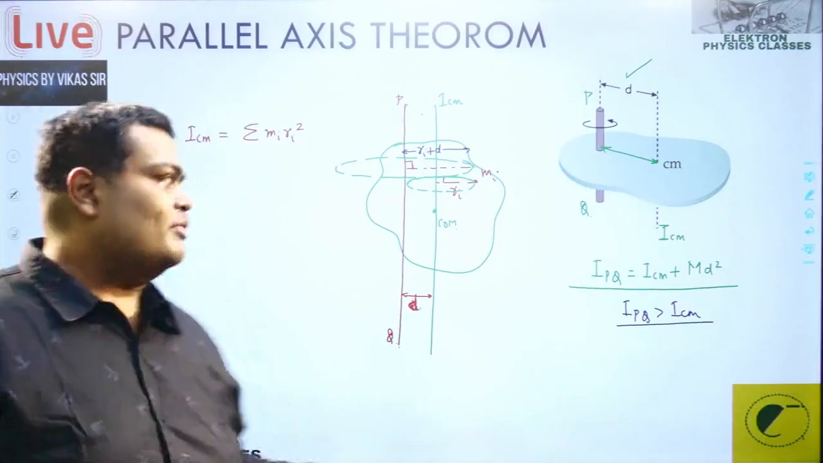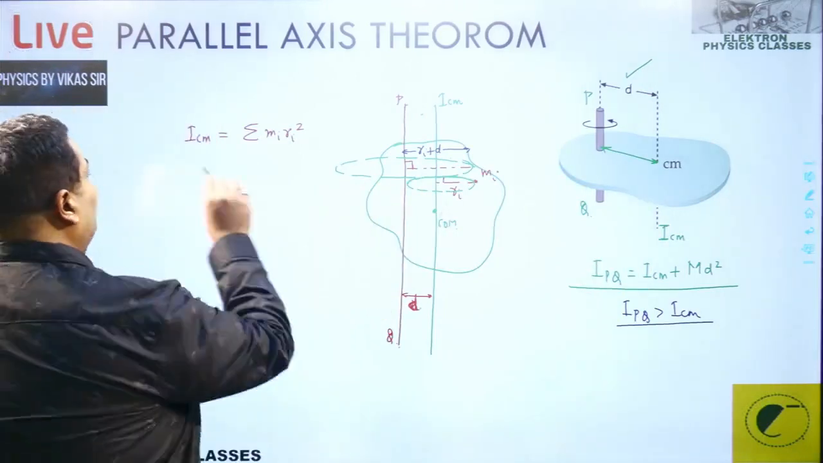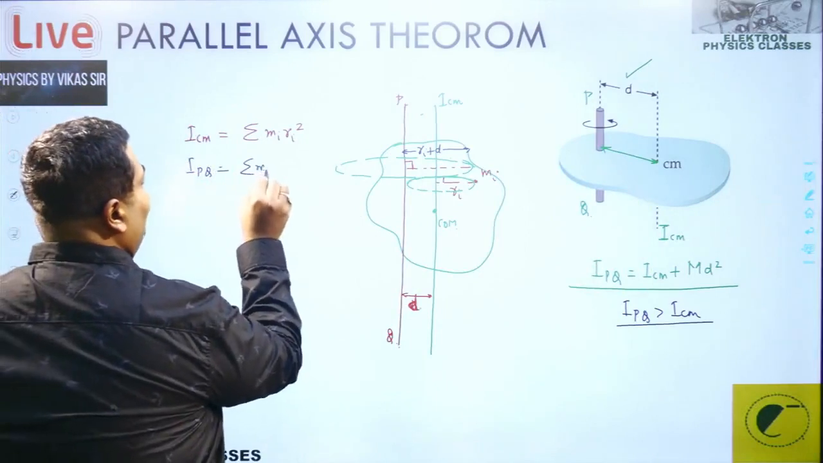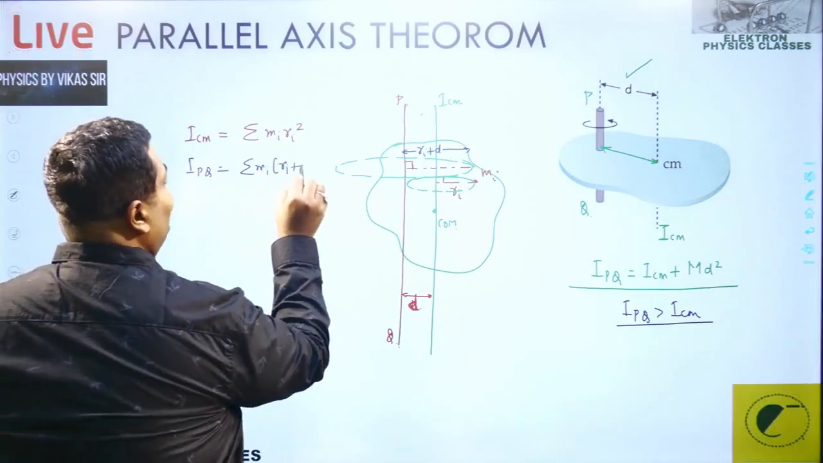Got the point? Yes, of course. So we are proving that. So what's the moment of inertia about PQ? That is summation of mi into (ri plus d) whole square.